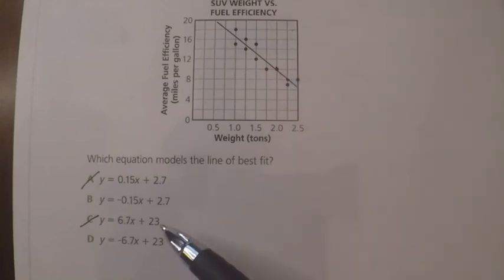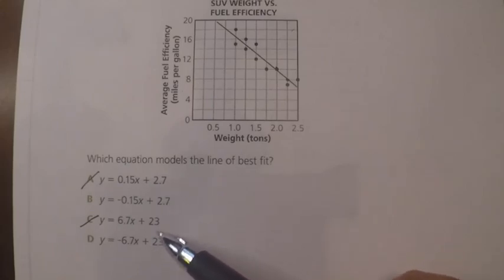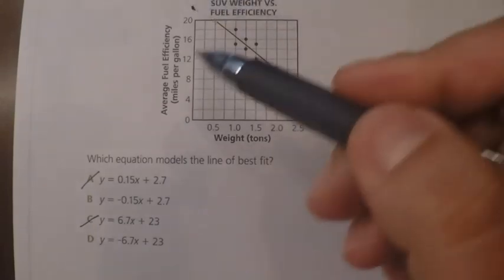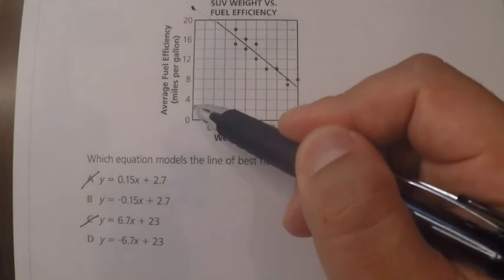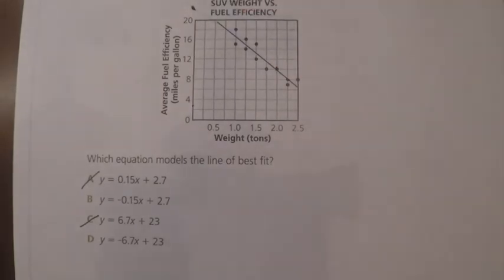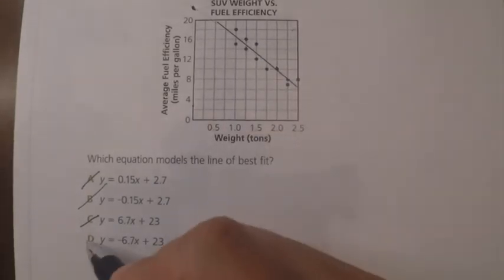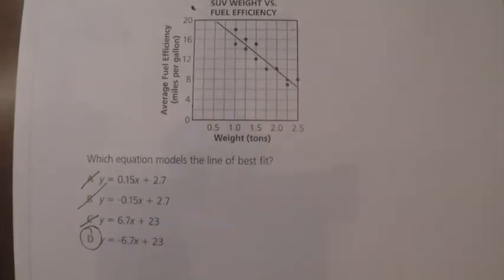However, another hint I see is our y-intercepts. This one has a y-intercept of 2.7, and our second one has a y-intercept of 23. If we were to extend where this line would go, we would think that it would hit somewhere up here. Well, 2.7 is going to be all the way down here, while 23 is about up here. So I can eliminate choice B because this is not crossing the y-axis at 2.7, which leaves me with choice D.